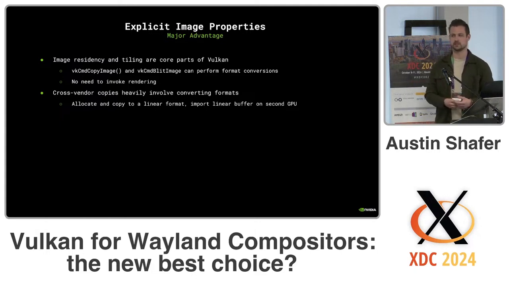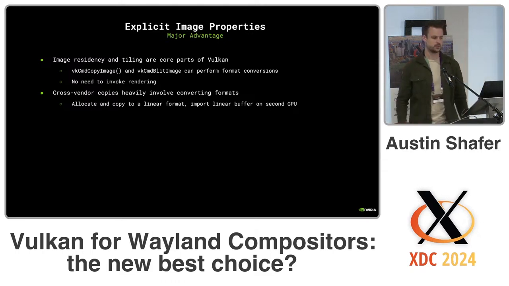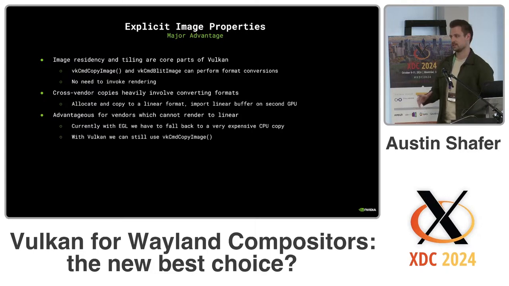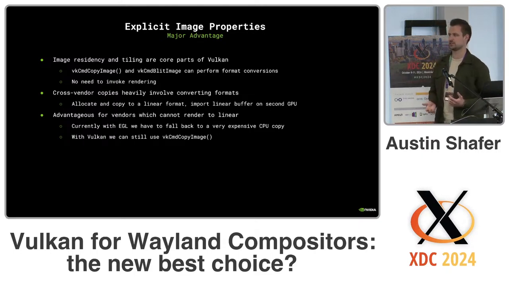This last point becomes more interesting for cross-vendor copies, because the way this is currently done in compositors is by essentially rendering to a linear texture and then importing that linear texture on the secondary GPU. So that becomes a problem on certain vendors, primarily NVIDIA, but some other ones who cannot render to linear. And so currently, the best thing to do is just fall back to GL read pixels, which is very expensive.